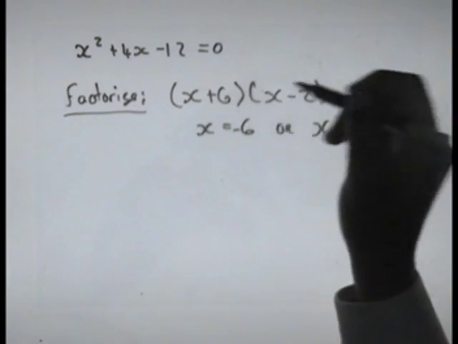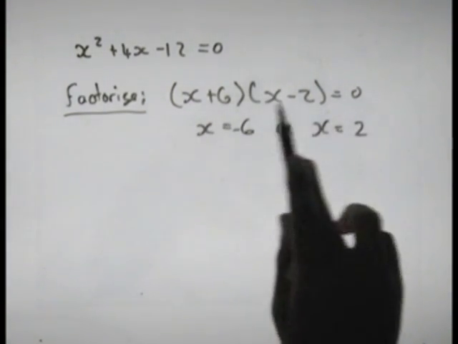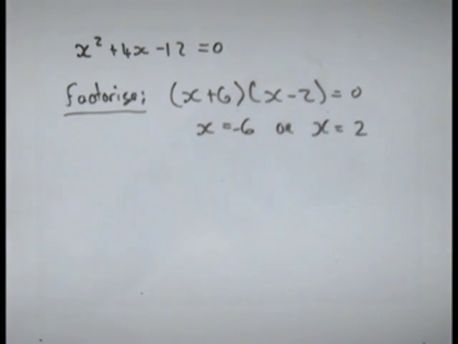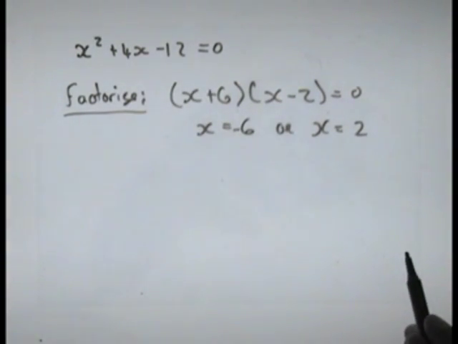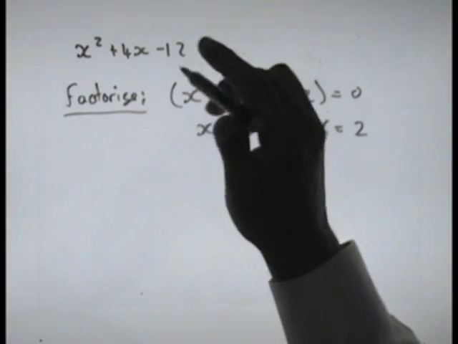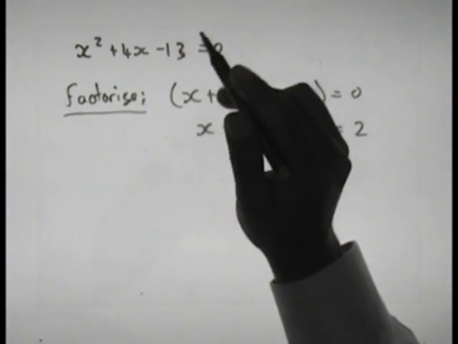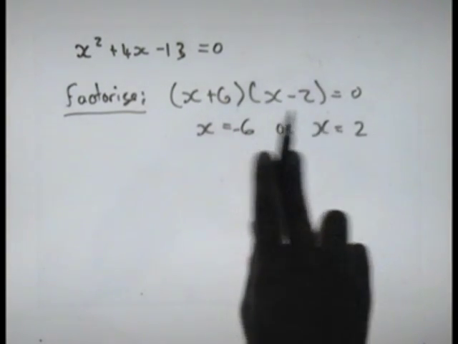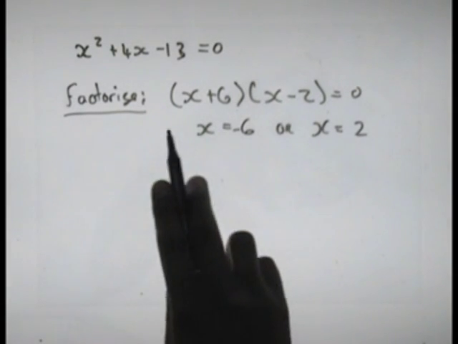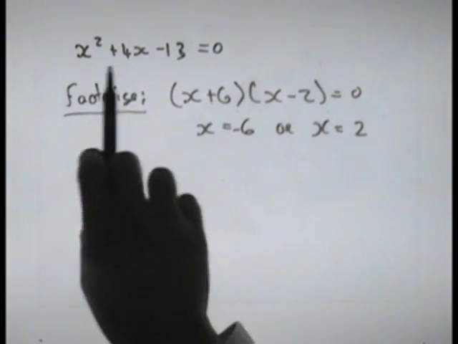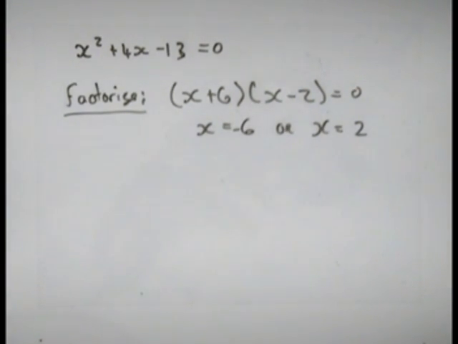This is a nice method to use when it can be factorized. In fact, I'd suggest you always try and use factorization before anything else. Problem though, what happens if this was a negative 13 at the end? Then it cannot be factorized. But there are still two different x values that are going to make this make sense.